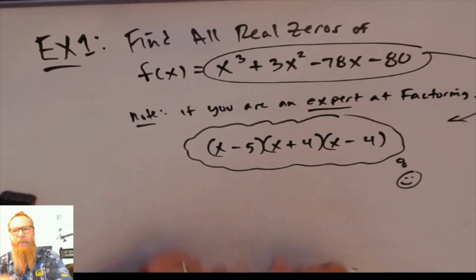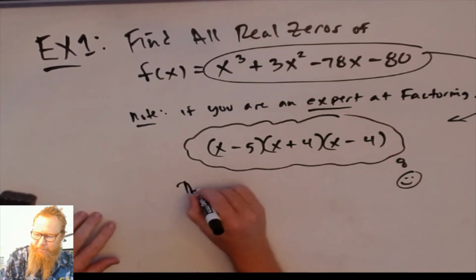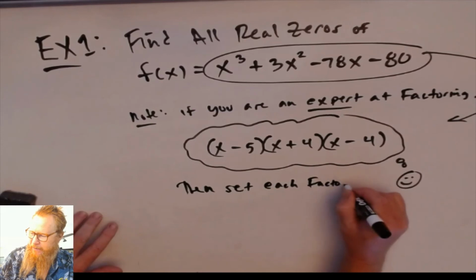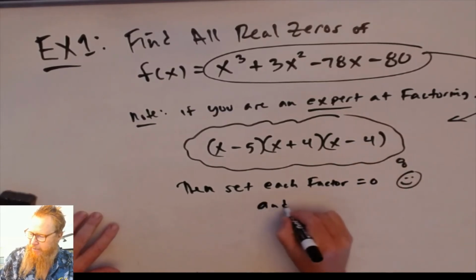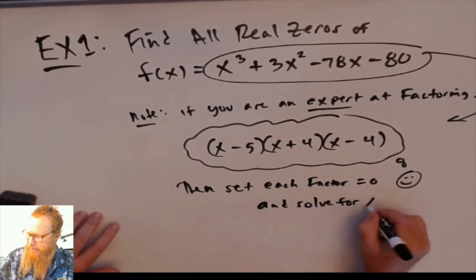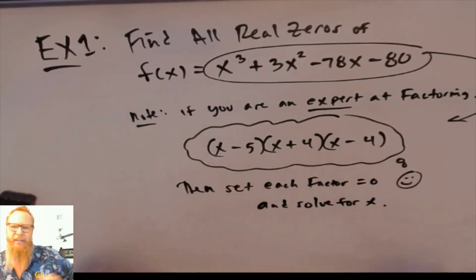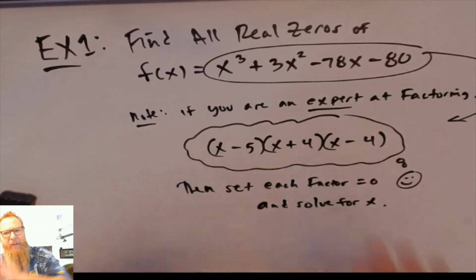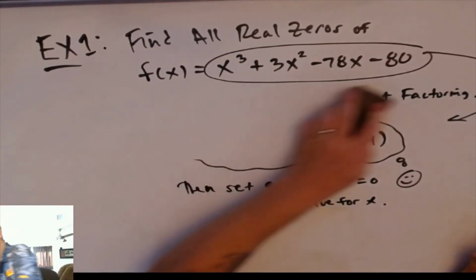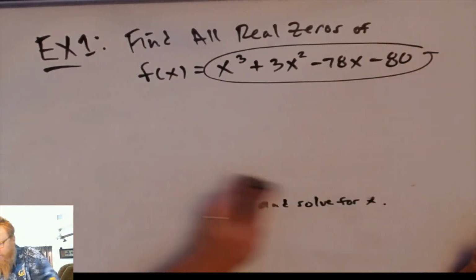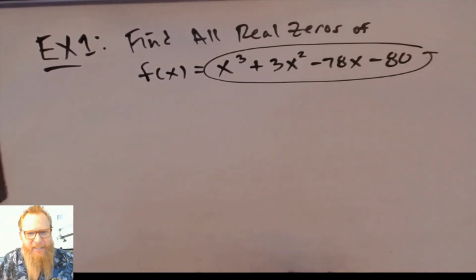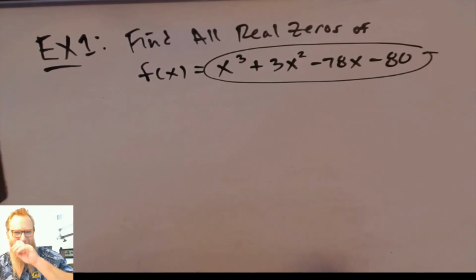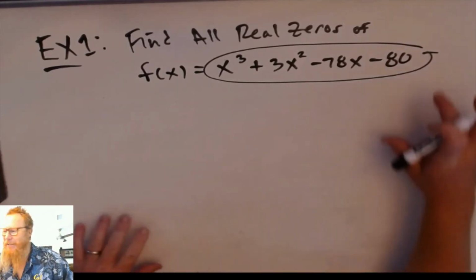Okay, and then what you'll do is you'll set each factor equal to 0 and solve for x. Right? And I'm not going to do it because I don't even think this is right. But if you're good at it, you can write it as the complete factorization, and then you can solve for x. Most of us are human beings, and we need a system in order to factor a polynomial. If it gets larger than 3rd degree, 3rd or larger, you're going to need some sort of a system.